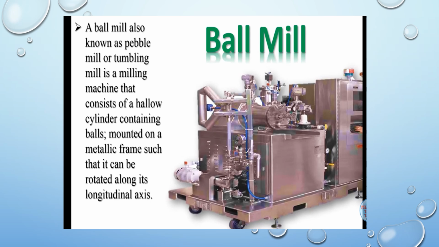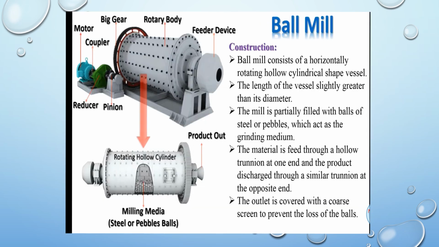A ball mill, also known as the pebble mill or tumbling mill, is a milling machine that consists of a hollow cylinder containing balls mounted on a metallic frame such that it can be rotated along its longitudinal axis. The construction of ball mill is shown in the figure.